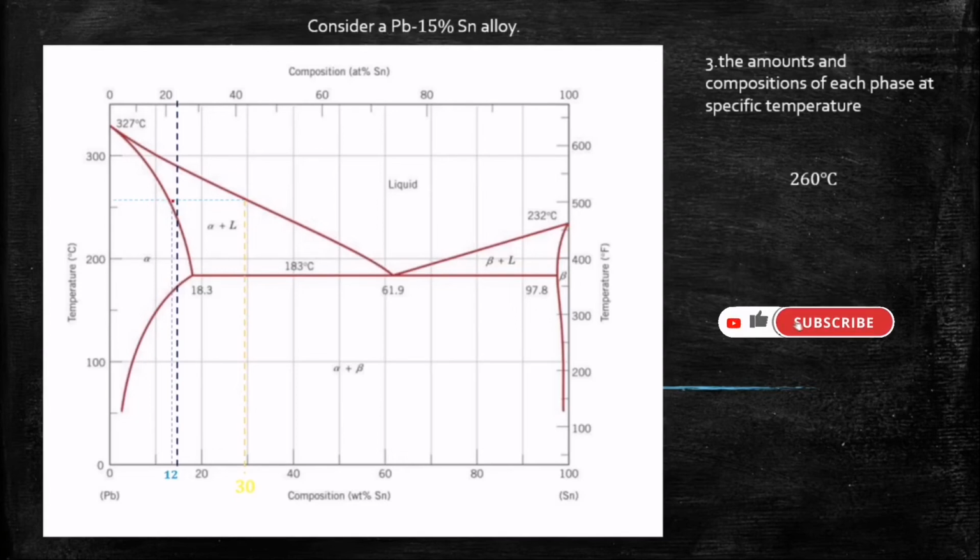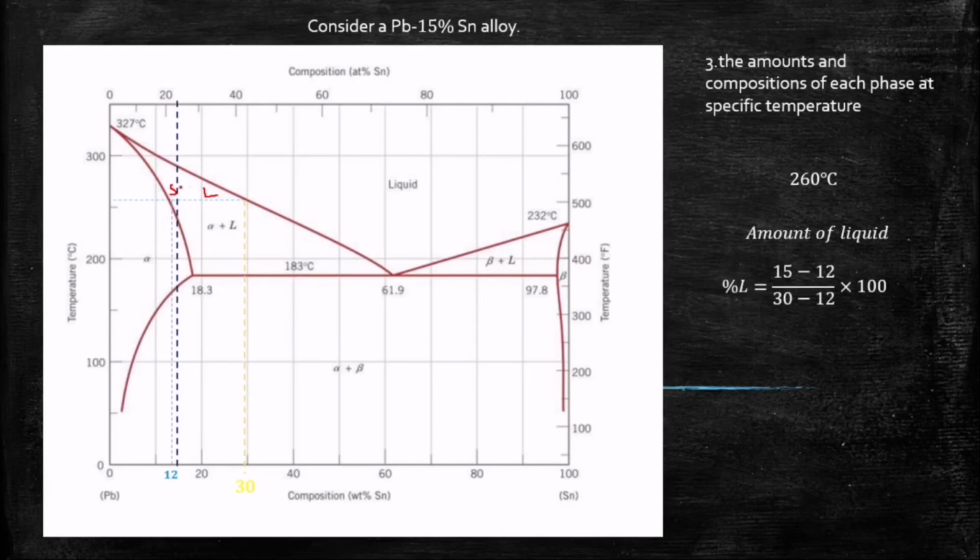So now we've traced this. We know the composition of the alpha to be 12 weight percent of tin and the liquid to be 30 weight percent of tin. So you're going to use the lever rule. We know that this represents 15 weight percent of tin. This represents the liquid and this is the solid interval. So for us to find the liquid, we use the opposite end.